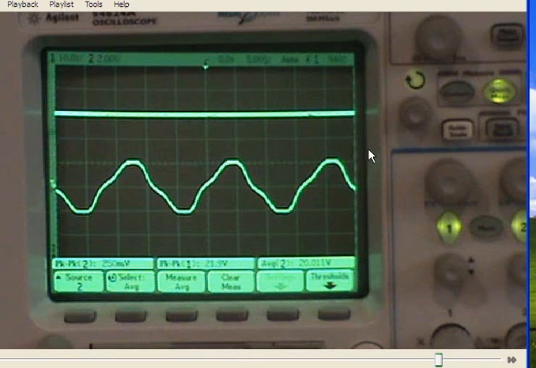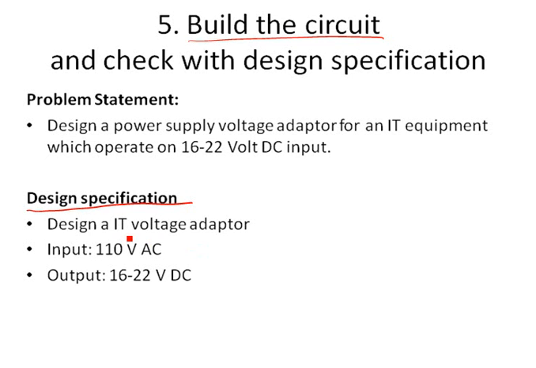So the DC voltage exceeds 18 volts. That's because the transformer output is a little bit above 6.3 volts AC. So let's check the design specification. Here the output is 20 volts DC. The design specification calls for 16 to 22 volts. So that meets the design specification.